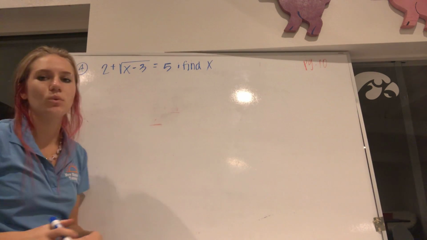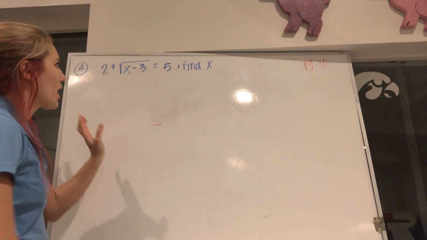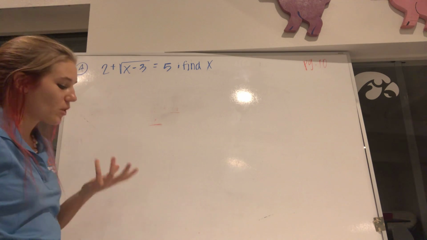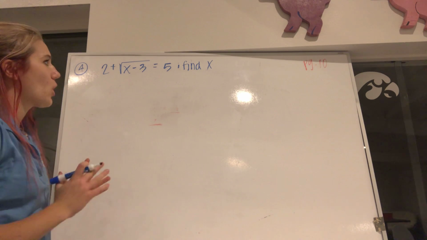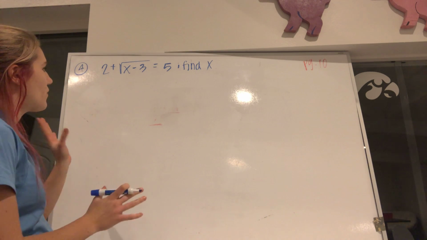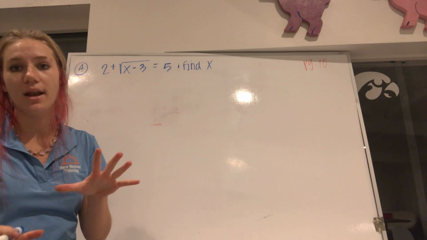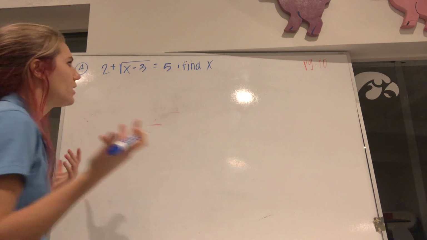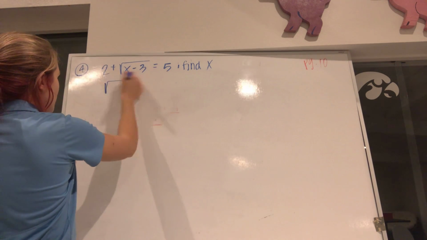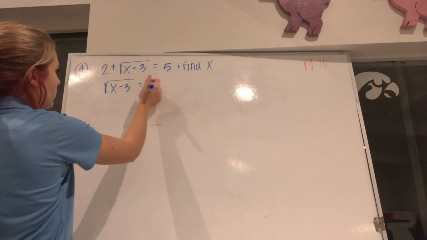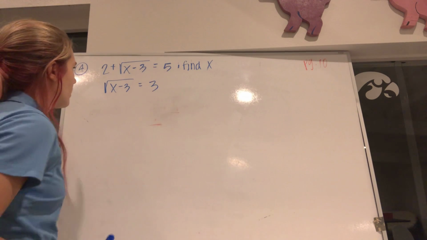Okay, so again, we're dealing with an equation where this time, instead of exponents, we have square roots, but it still wants us to find x. First thing I'm going to do is move everything I can to the opposite side from the x. So I'm going to subtract this 2 from both sides so that I'm left with the square root of x minus 3 is equal to 5 minus 2, which is 3.